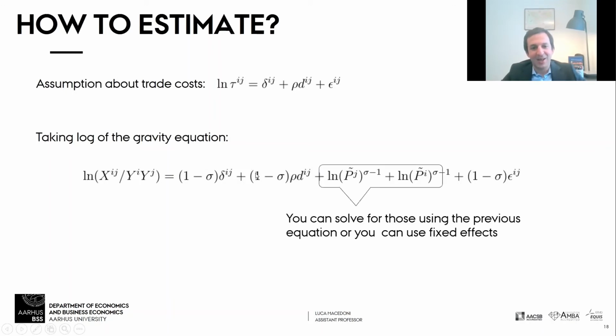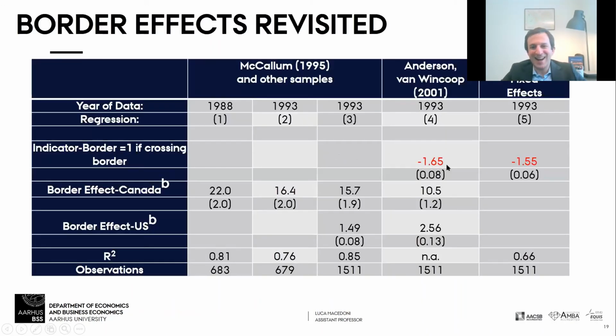How do they do it? Well, there are different ways. You can use data on price indices. You can use fixed effects. I don't worry too much about that at the moment. But basically, when they estimate this equation, they find that the partial equilibrium effect of crossing the border is relatively small, 1.65 or 1.55, depending on the estimation procedure. So that in red is the partial equilibrium effect, the effect of simply changing the tau because you have a border.